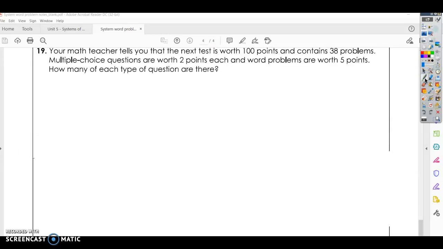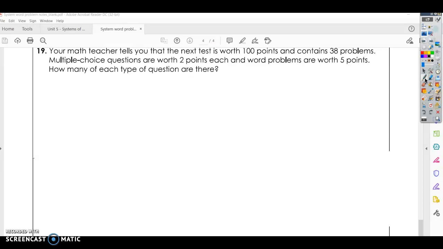Alright, we've been working the even, but since 18 is another one on nickels and dimes, let's move on to number 19. So number 19 says your math teacher tells you that the next test is worth 100 points and contains 38 problems. Multiple choice questions are worth 2 points each and word problems are worth 5 points each. How many of each type of questions are there?